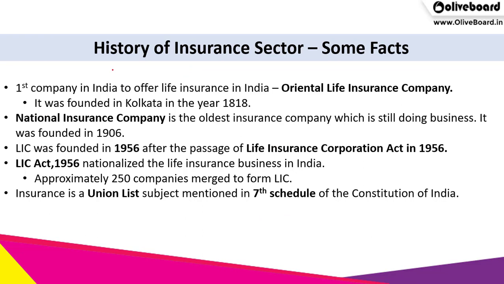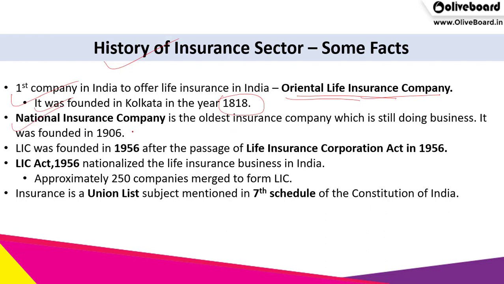Now, the history of the insurance sector is very important. One or two questions are expected from history, from the very beginning till now. The first company in India to offer life insurance is Oriental Life Insurance Company. Don't confuse it with Oriental Insurance Company. This organization was mainly to cater to the needs of Britishers and other Europeans settled in India at that time, and it was founded in Kolkata in the year 1818.